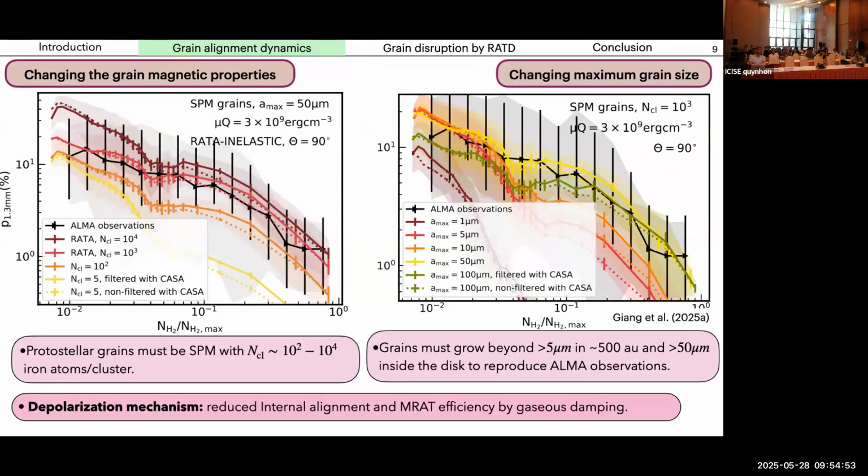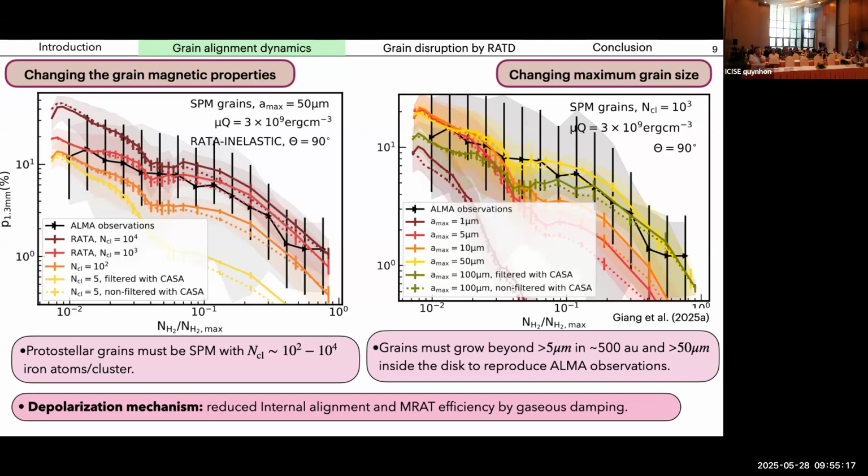And then, in order to understand the configuration of iron inclusions, that's the part for the ALMA observation. On the left side, we change the number of iron atoms inside each cluster. And we found that in order to reproduce the ALMA observation, those grains must be superparamagnetic with at least 100 iron atoms per cluster.